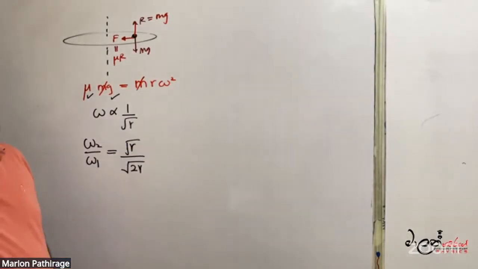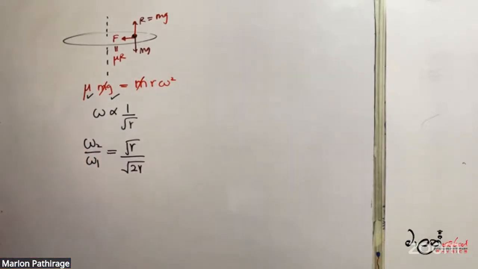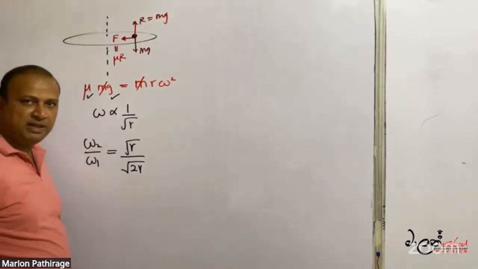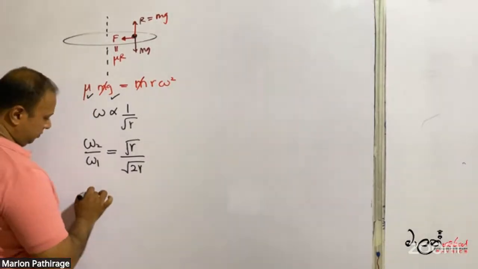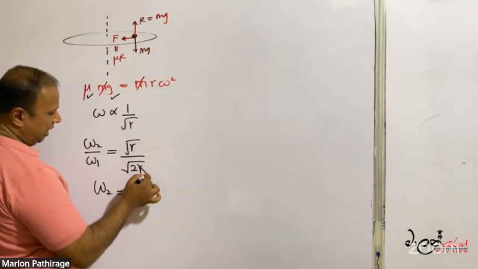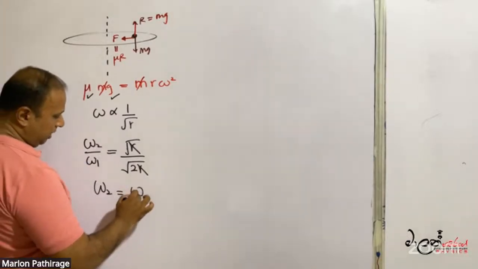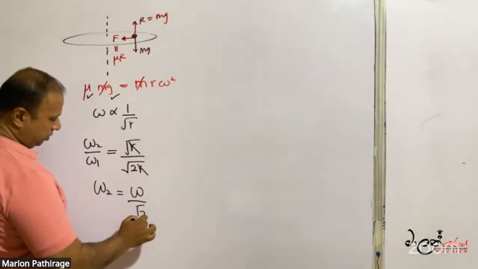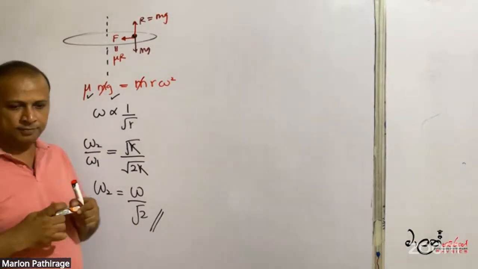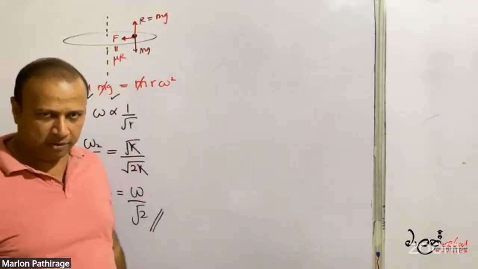So omega 1 is given as omega. Therefore, omega 2 should be equal, the r term will be cancelled out, okay? Omega 2 is equal to omega over root 2. Is that clear? If it is clear, please raise your hand.